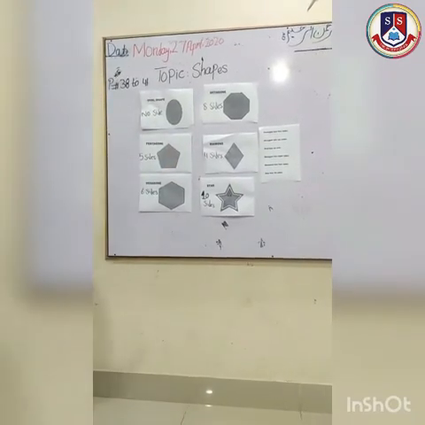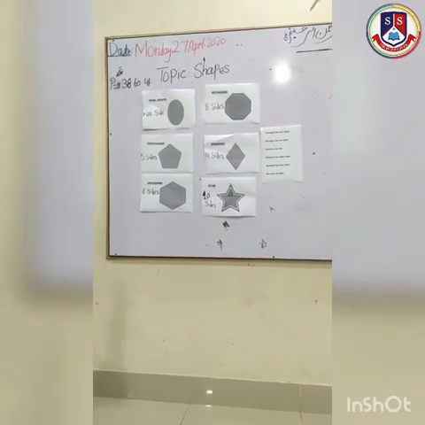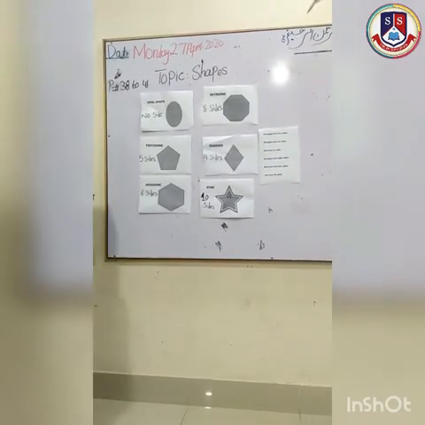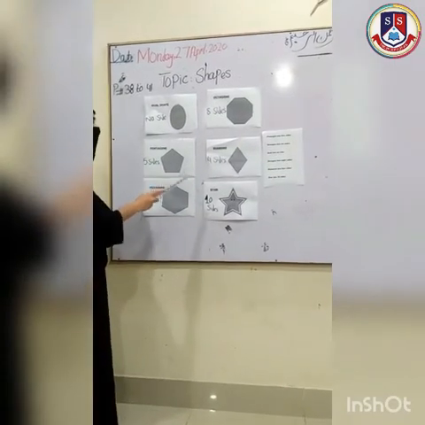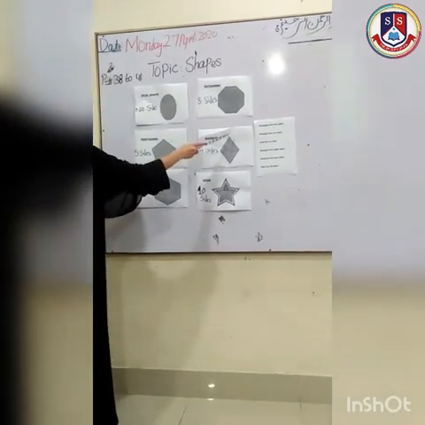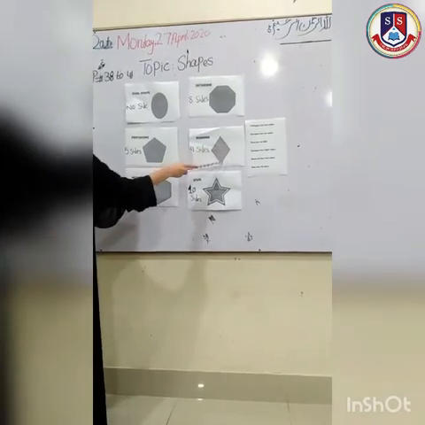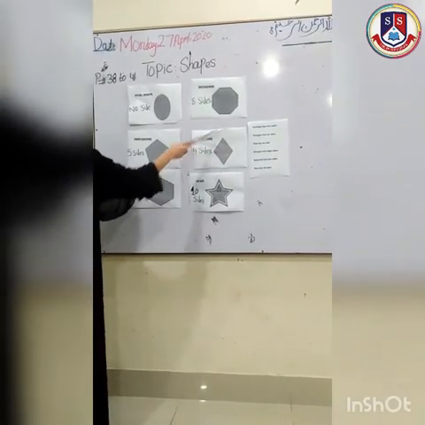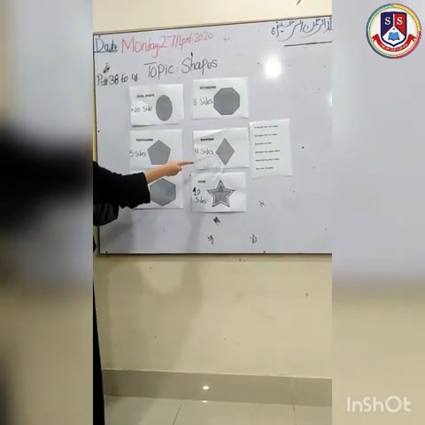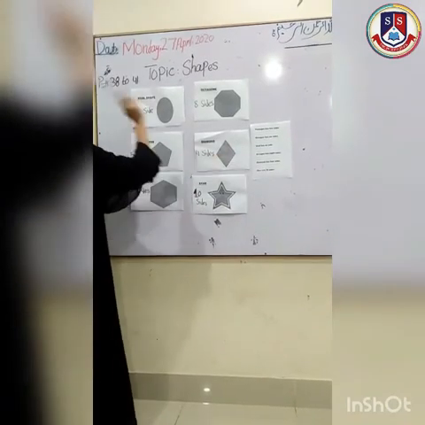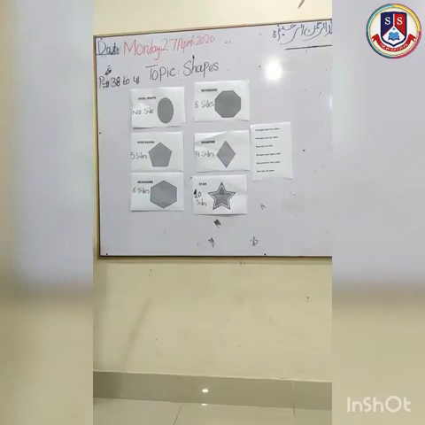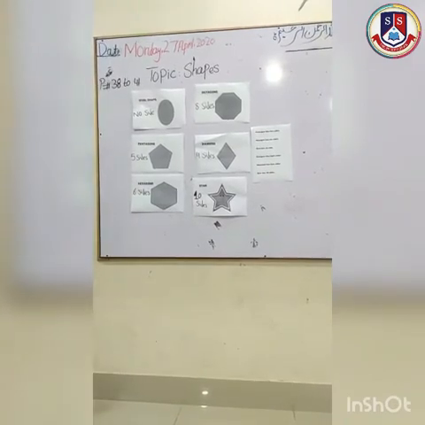Diamond. How many sides does a diamond have? A diamond has 4 sides, and all sides are connected to each other. 1, 2, 3, 4. This is a diamond shape, and a diamond shape has 4 sides. Last one, and it's very beautiful.